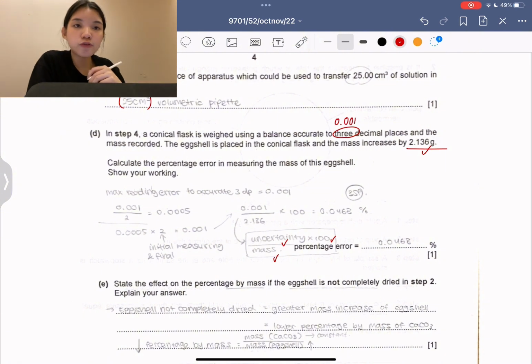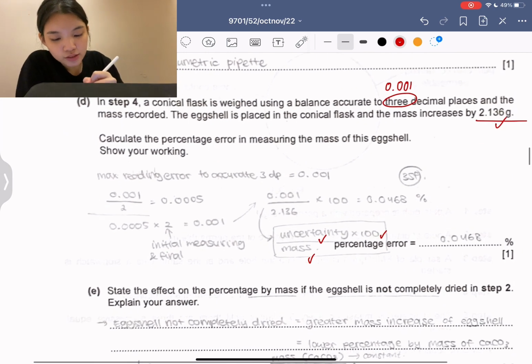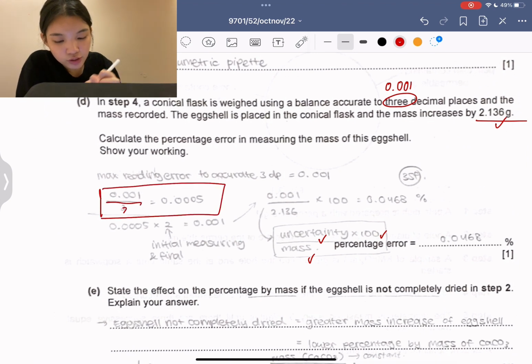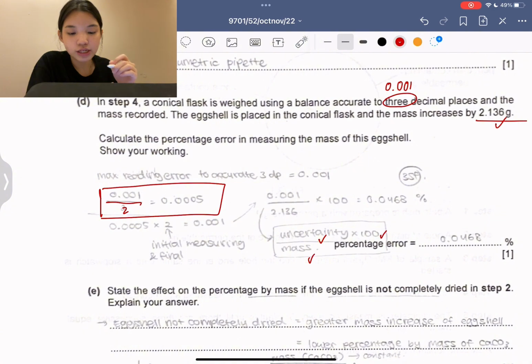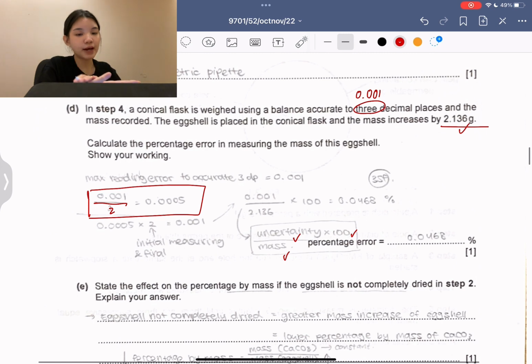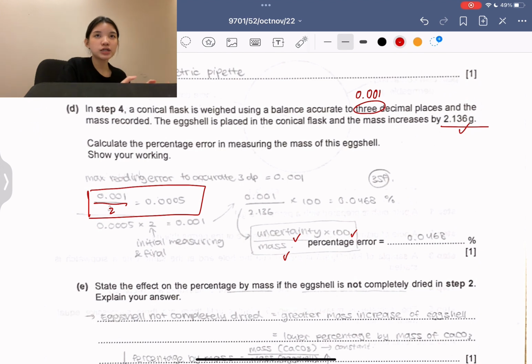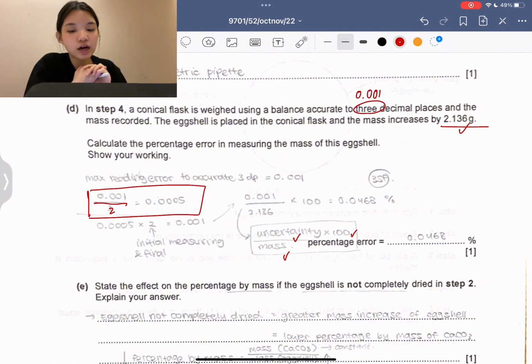0.001. Usually for uncertainty, you divide the smallest accuracy by 2. This is the formula for every uncertainty. 0.001 divided by 2, you get 0.0005. And because you are measuring the initial mass of the conical flask, then measuring again the conical flask with the mass of the eggshell, then you subtract the masses. You're measuring it twice, initial and final.